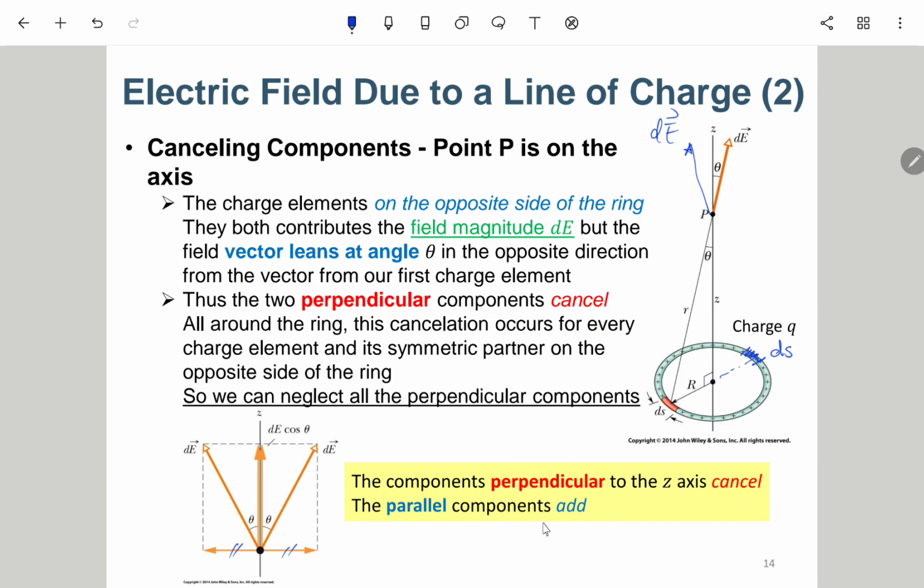The parallel component adds. Okay, so finally, we only need to consider this component and do the integration for this z-axis component only. We simply assume that the angle here is theta. So this angle is also theta. So you can see the dE will have an angle theta with the z-axis. So in this case, the magnitude is dE, so the z-axis component will be dE times cosine of theta, dE cosine of theta.